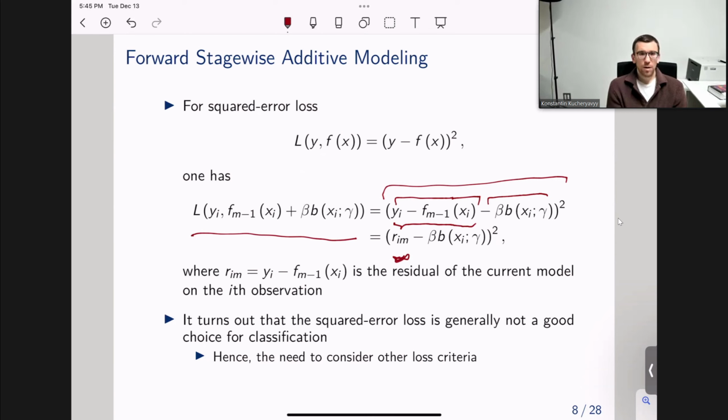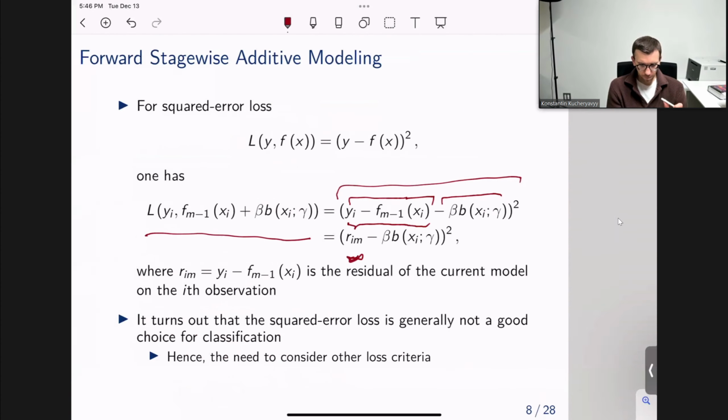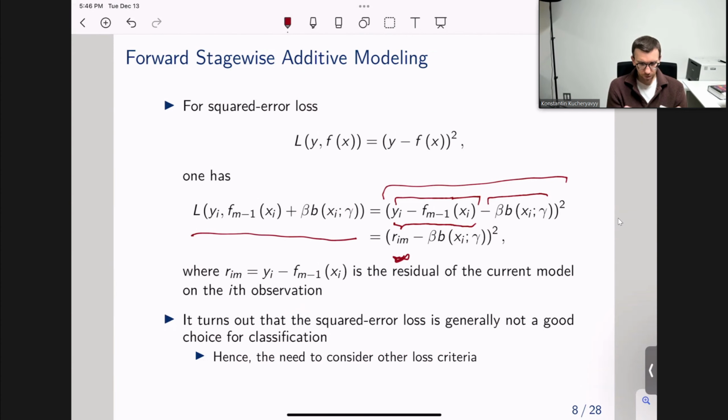Okay, now if we are working with classification, then the quadratic loss, we know this is not a good loss criterion, and we need to consider other loss criteria.